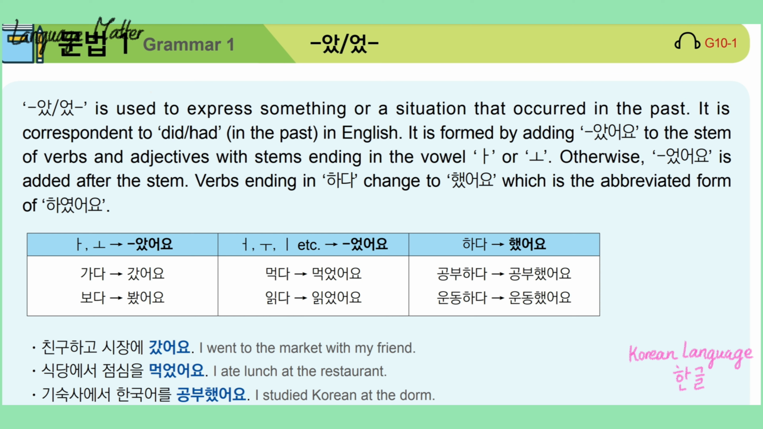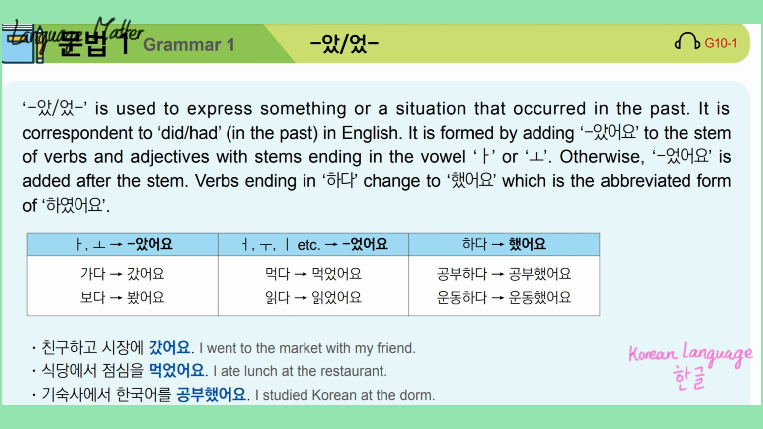Lesson 10, Grammar 1. We know how to make sentences with 어요, 어요. Good. But we don't know how to talk about the past. How do you say "I go to the market?" 시장에 가요. Then how can we say "I went to the market?" Let's find out.